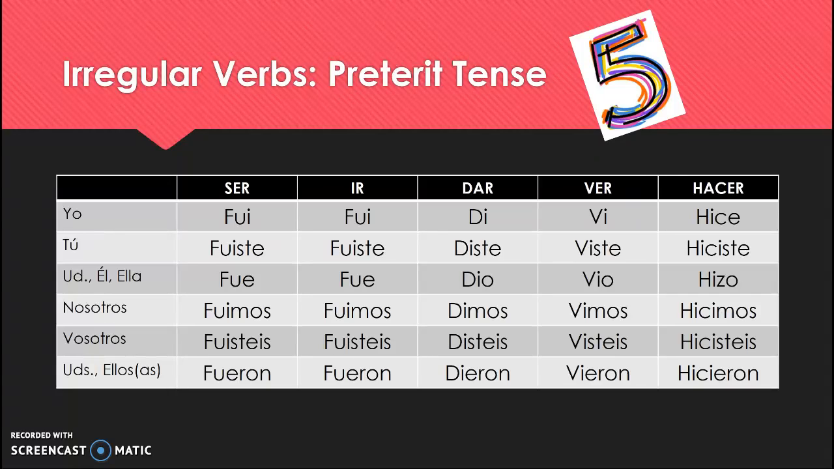And then lastly, we have hacer. Hacer takes an odd spelling. We go a to i, we have a z. So hacer follows the totally irregular pattern of hice, hiciste, hizo, hicimos, hicisteis, hicieron. So now these are the 5 irregulars, and notice that none of them have accent marks. So that's kind of nice.